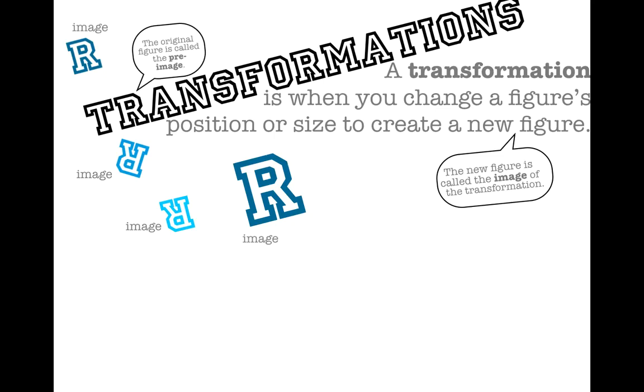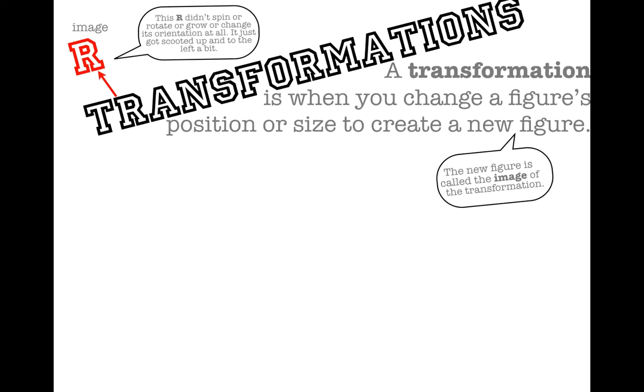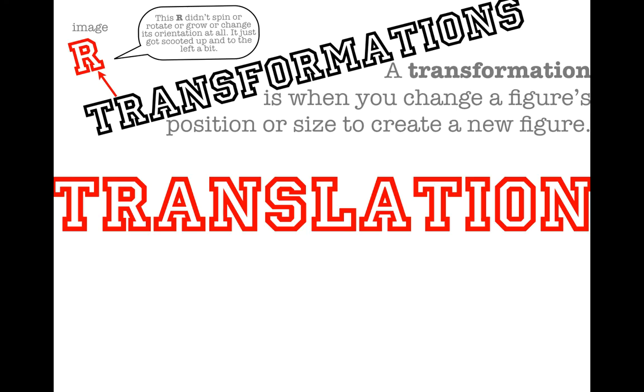The original figure that you started with to give you that image is called the pre-image, which kind of makes sense. The pre-image is what you start with to get your new image. This image is formed by a certain kind of transformation that doesn't spin or rotate or grow. It just scooted up and to the left a little bit. That's what we call a translation.